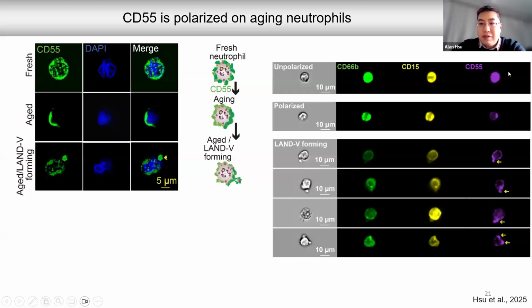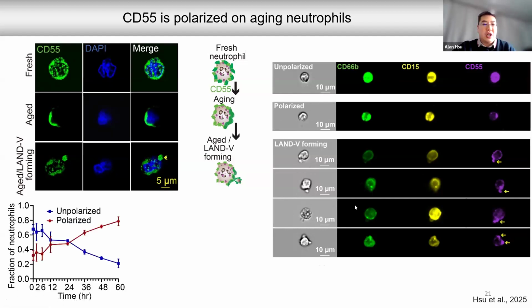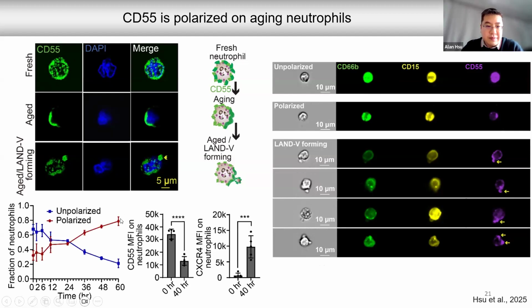You have full length CD55 and it's unpolarized and polarized neutrophil, and sometimes you see these enriched CD55 buddings from it. And the fraction of this CD55 polarization increases over time. And this MFI on the neutrophils would decrease over time because it's giving away its CD55 to the LAND-Vs. This is not specific because CXCR4, on the other hand, increases over time. So this decrease is not just non-specific.